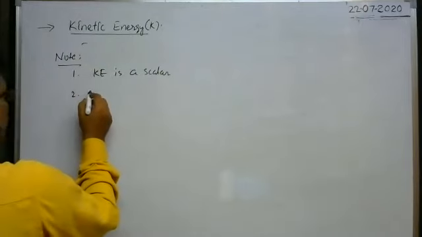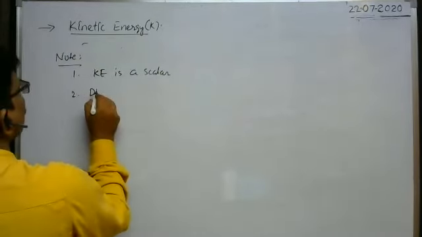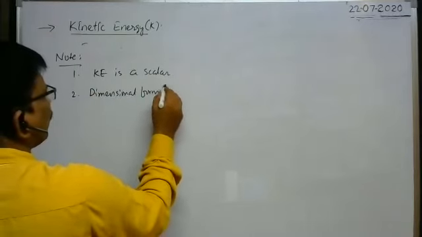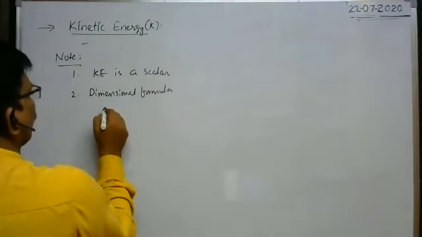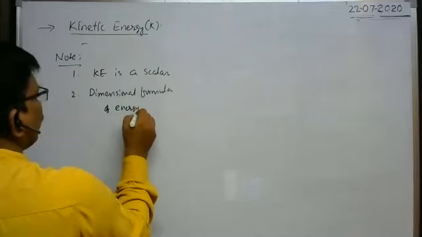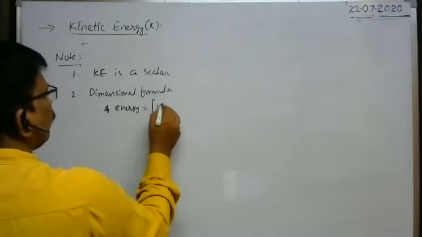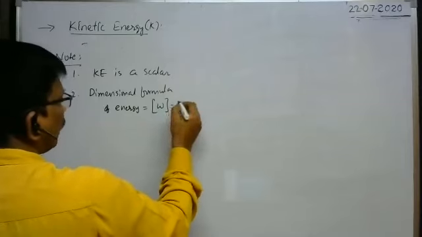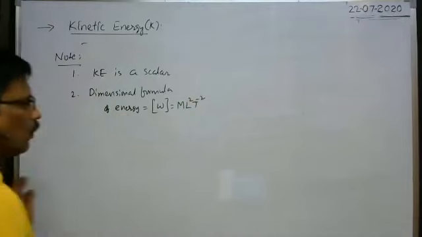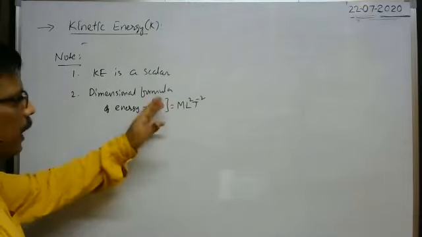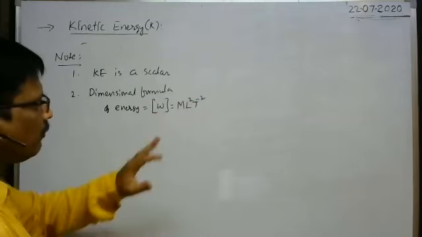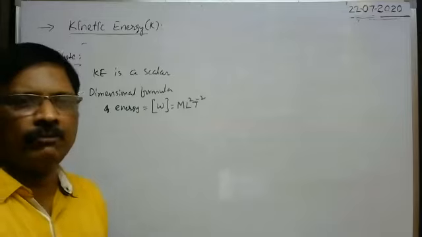Second one, dimension formula of kinetic energy. I think I said it in the units and dimensions. Dimension formula of any kind of energy, not only kinetic energy, is equal to the dimension formula of work done. Already I have told the dimension formula of work done: ML square T to the power of minus 2. Work done means force into displacement. Dimension formula of force is MLT to the power of minus 2, into displacement means L. ML square T to the power of minus 2 is the dimension formula of work done.